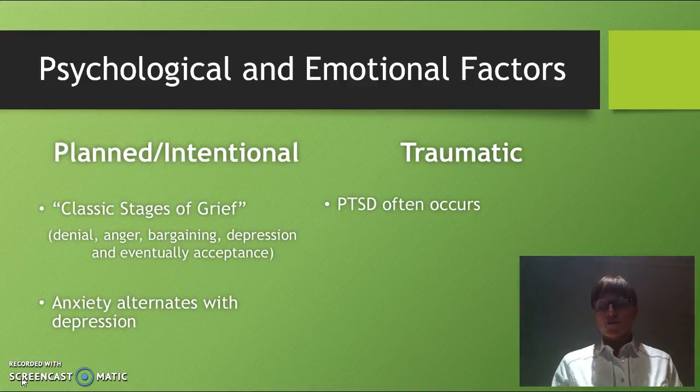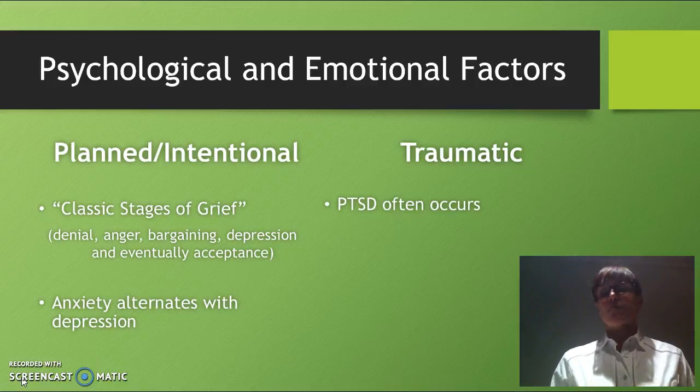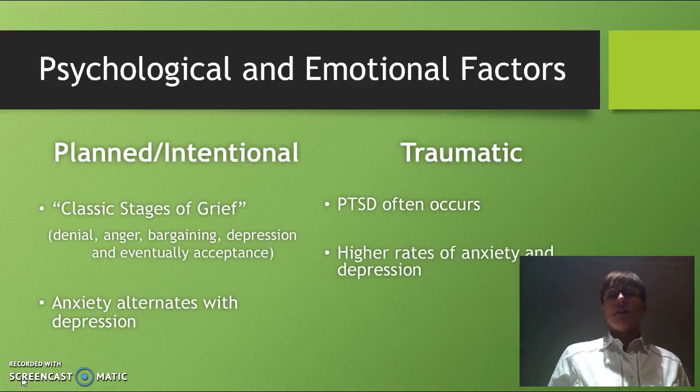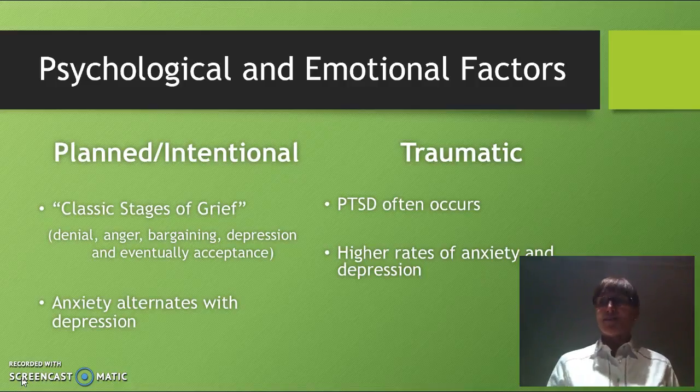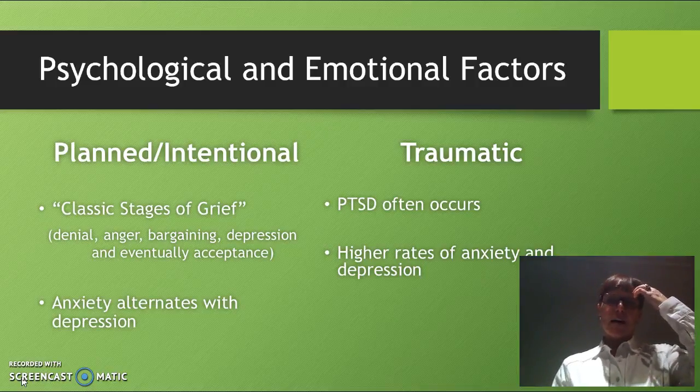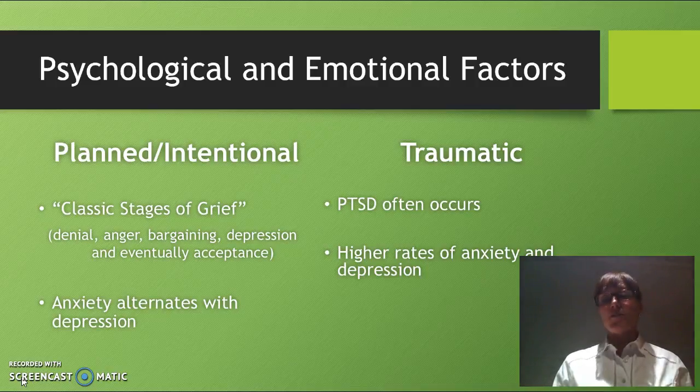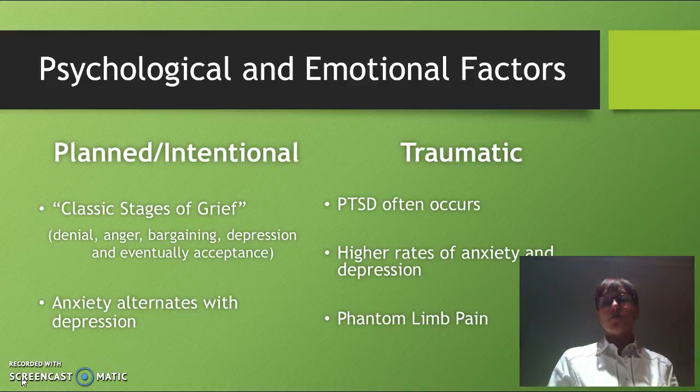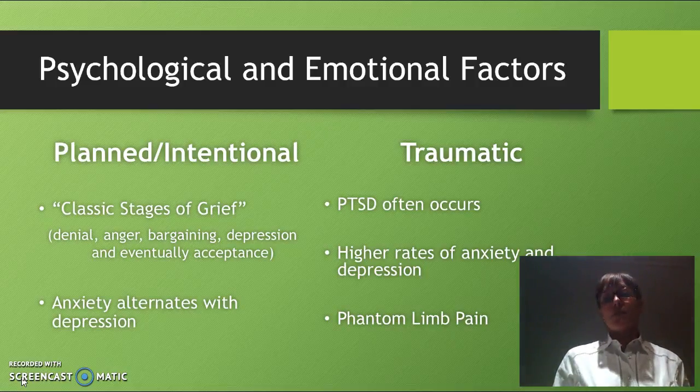Looking at the traumatic side, post-traumatic stress often occurs with those people that have had a traumatic amputation. They may have higher rates of anxiety and depression. Obviously, they did not plan to have this limb removed. So their rates of anxiety and depression can be higher than those with planned and intentional amputations. And interestingly enough, there's a condition known as phantom limb pain that I thought was important to discuss in this presentation because of some of the treatments that they use for phantom limb pain.